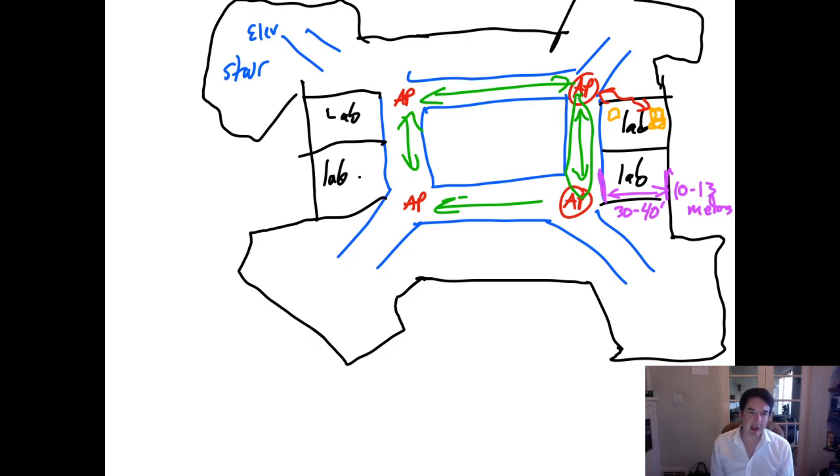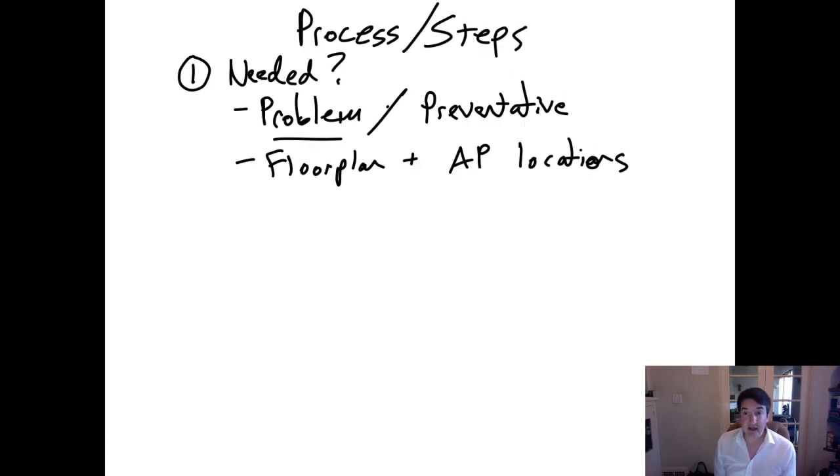And so just by looking at the floor plan, you could get an idea that there might be a problem. Sometimes, though, you don't necessarily get an idea that there's a problem just by looking at a floor plan. You may see that there are plenty of access points.